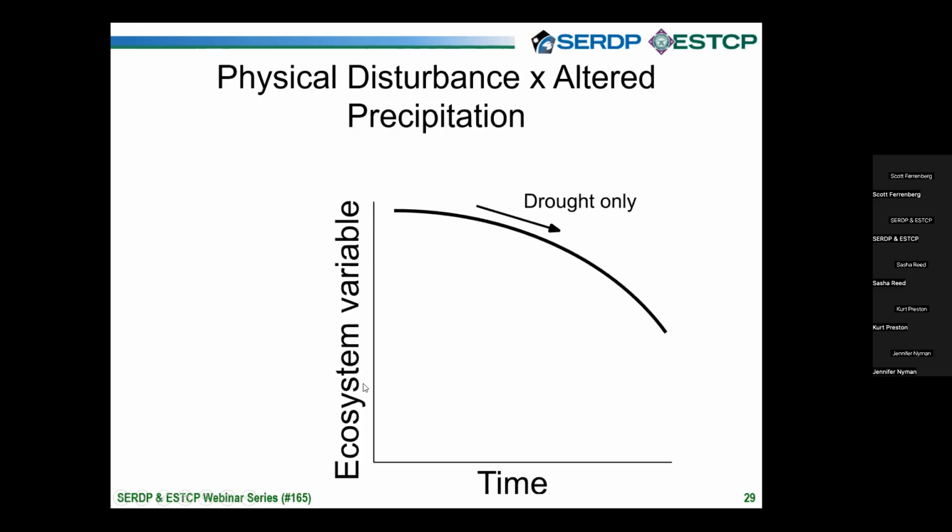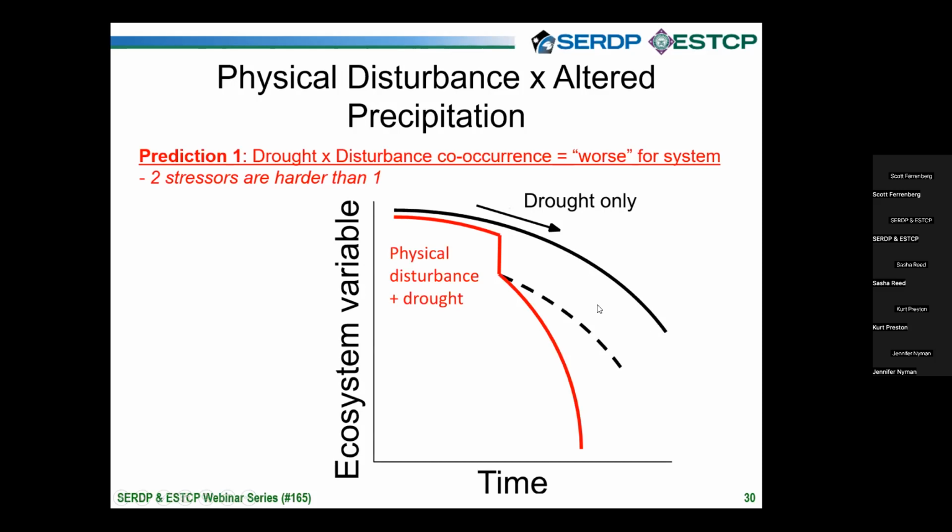So here, if you think of an ecosystem variable on this vertical axis, maybe like forage availability for wildlife and livestock. And with a drought, with an increased frequency or severity of drought that we're seeing with climate change, we might expect that forage availability to go down. When we put disturbance on top of that, maybe there's a big physical disturbance event where this vertical line is, we might expect that two hard things make the system even more challenged, right?